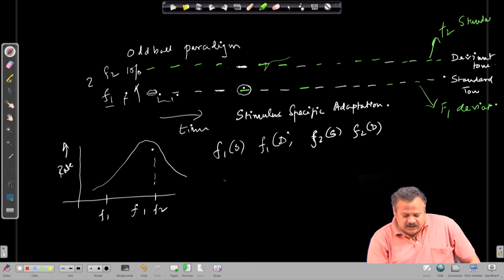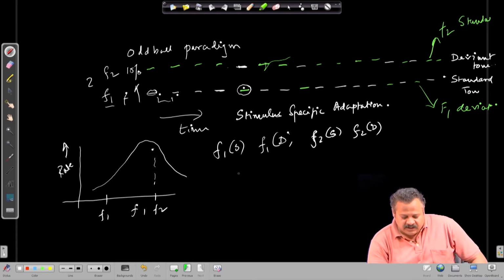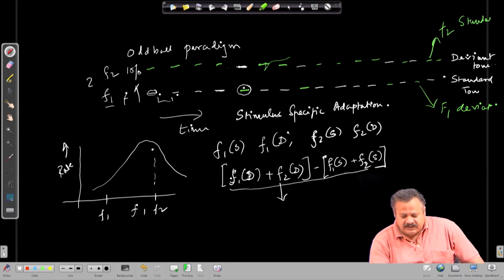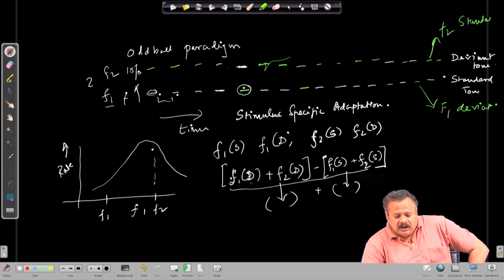So, if you come up with a measure of whether there is stimulus specific adaptation or not, and whether the neuron selectively prefers responding to any deviant tone, then we can create a measure like this, where we take the response of F1 as deviant and F2 as deviant, and then we subtract out response to F1 as standard summed with F2 as standard, and then we can normalize it by the sum of these things, so that it stays between -1 and 1.